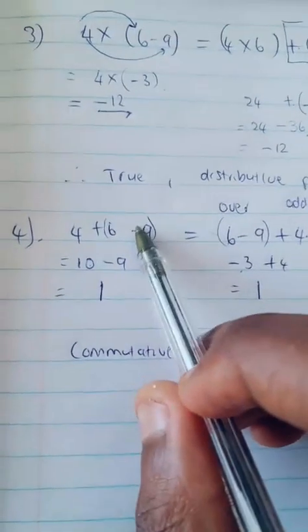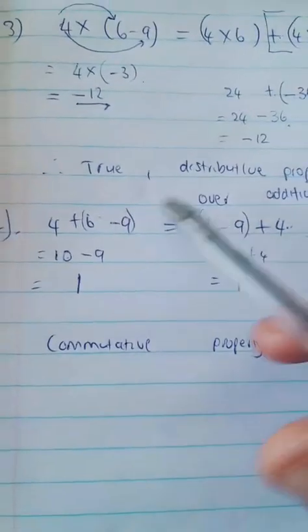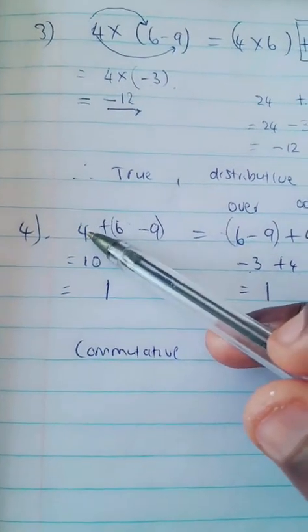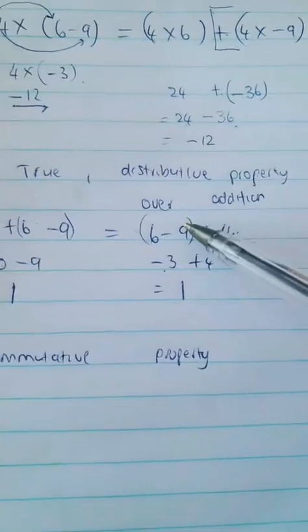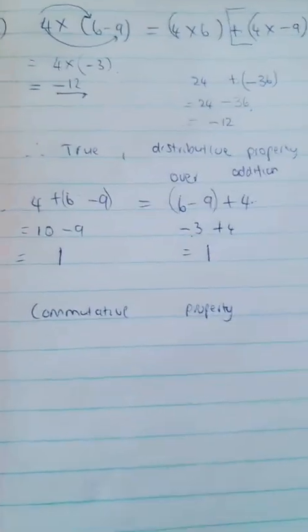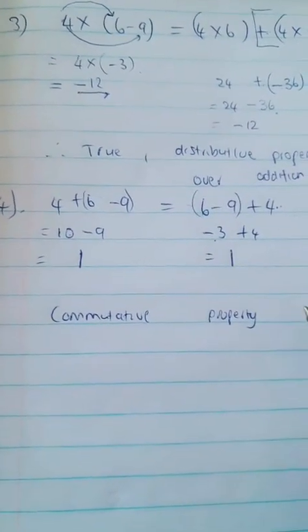Because 6 minus 9 grouped first, 6 minus 9 grouped last, 6 minus 9 grouped first, but between the 4 and the 6 minus 9 relationship, there's an addition. So we have the commutative property of addition that has actually been applied just a bit more extensively.